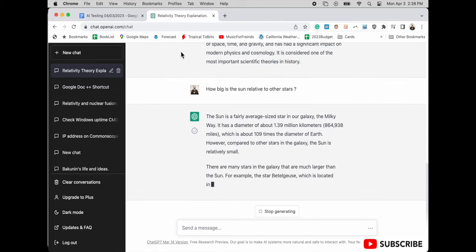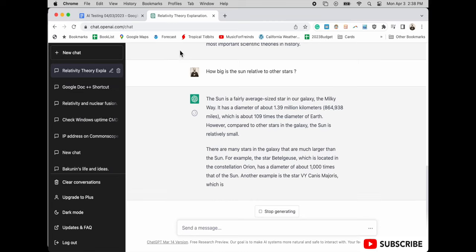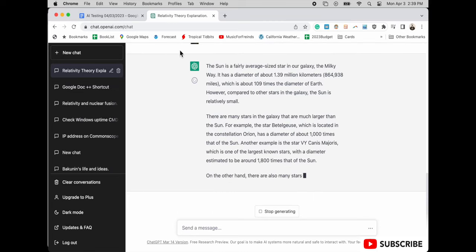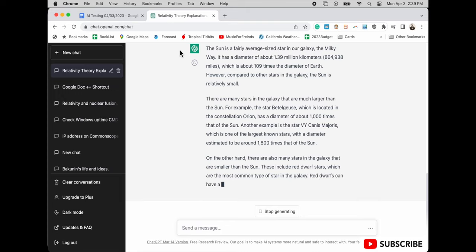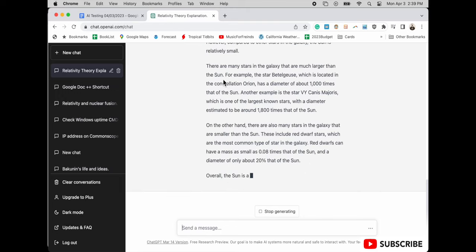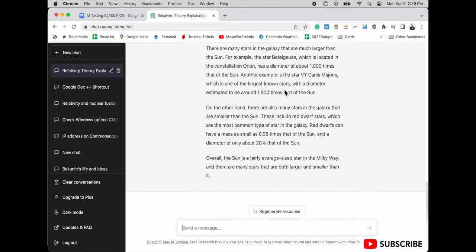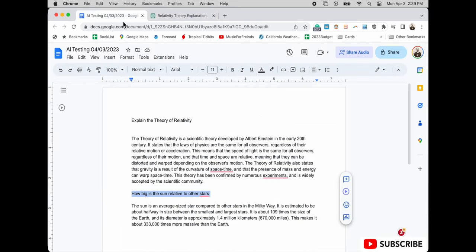So here we can see more parallels with the sun being compared to Earth's diameter, 109 times larger. And then they do a compare and contrast here to this other star. So let's build on that information and see if the Speechify AI can calculate a escape velocity.